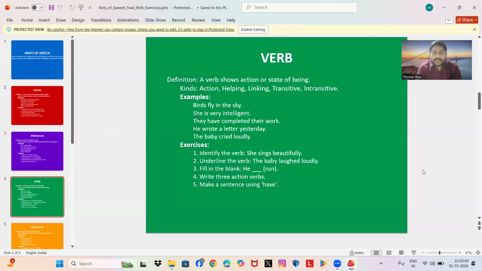Next, verb. Verb means kriya. So the action which we do is called verb. So definition: a verb shows action or state of being.